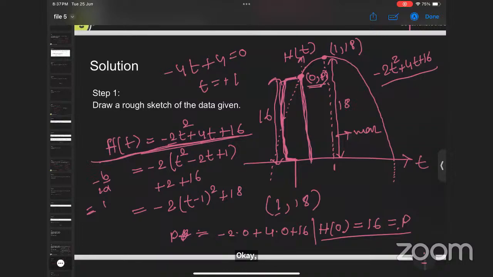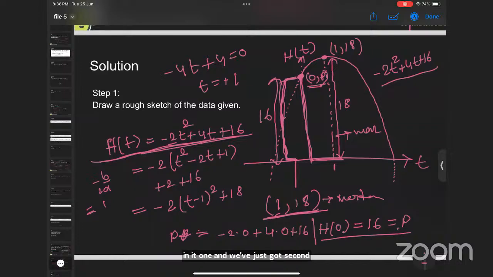So I got the coordinate 1 and 18, and after that, ma'am, what is the next step? This is our vertex, right? So we get our vertex as 1 and 18. We know that this is the highest point of the parabola. That means when the time is 1, the height is basically 18. Yes, ma'am. Because this is our first coordinate, 1, and this is our second coordinate, which is 18.